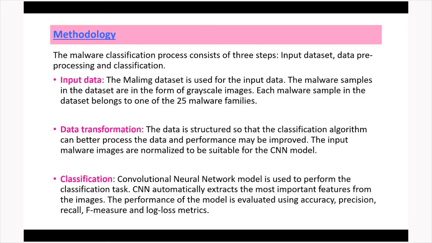Methodology. The malware classification process consists of 3 steps: input data set, data pre-processing, and classification. For input data, the MALIMG dataset is used. The malware samples in the dataset are in the form of grayscale images. Each malware sample in the dataset belongs to one of the 25 malware families. Data transformation. The data is structured so that the classification algorithm can better process the data and performance may be improved. The input malware images are normalized to be suitable for the CNN model. Classification. Convolutional neural network model is used to perform the classification task. CNN automatically extracts the most important features from the images. The performance of the model is evaluated using accuracy, precision, recall, F-measure, and log loss metrics.